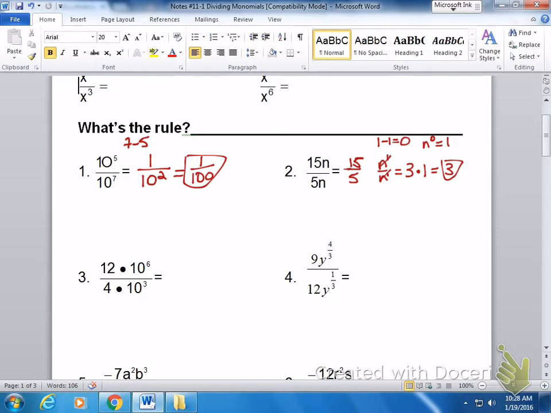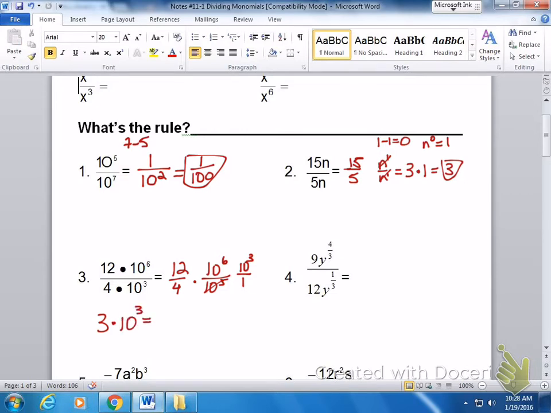The next one has numbers and things with exponents, so I'm going to split them up. I have my 12 over 4 times my 10 to the 6th over 10 to the 3rd. So I'm going to start with 12 divided by 4. I get 3 times, now 10 to the 6th over 10 to the 3rd. The numerator has the bigger exponent, so it's going to be in the numerator. 6 minus 3 is 3, and that means this canceled out completely, left me 1. So times 10 to the 3rd.